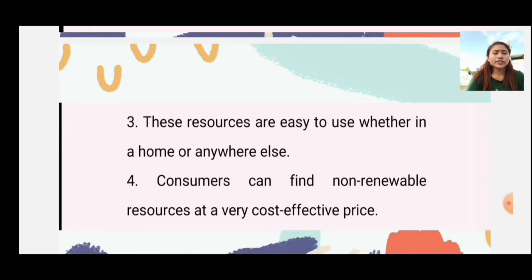Number 4. Consumers can find non-renewable resources at a very cost-effective price.